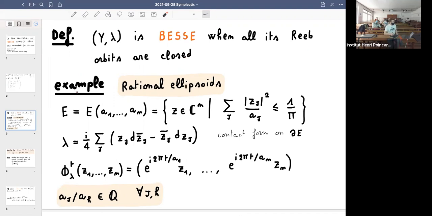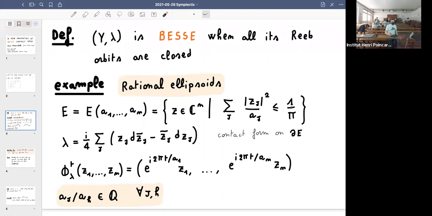The typical example of a Besse contact manifold we all have in mind is the rational ellipsoids. So this is my notation. We'll denote a rational ellipsoid by E of a_1, ..., a_n, where a_1, ..., a_n are positive parameters. They're usually chosen so that a_1 is less than or equal to a_2 and so forth. For me, an ellipsoid would be a solid ellipsoid. It's the set of points z in C^n defined by the inequality: the sum over all j of |z_j|^2 / a_j is less than or equal to 1/pi.